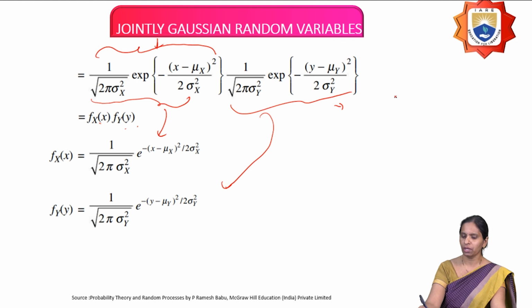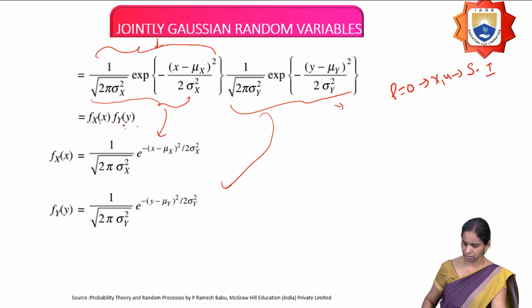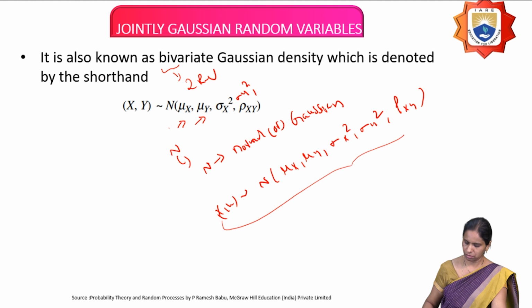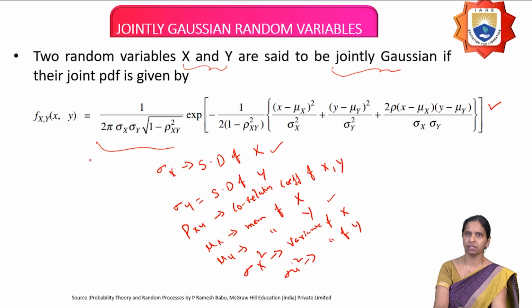Therefore, if the correlation coefficient equals 0, which happens when x and y are statistically independent random variables, then the joint Gaussian density function is equal to the product of their marginal Gaussian density functions. Now we have seen this for two random variables. We have seen it for a single random variable in the previous lecture. Now this is a joint Gaussian density function for two random variables.